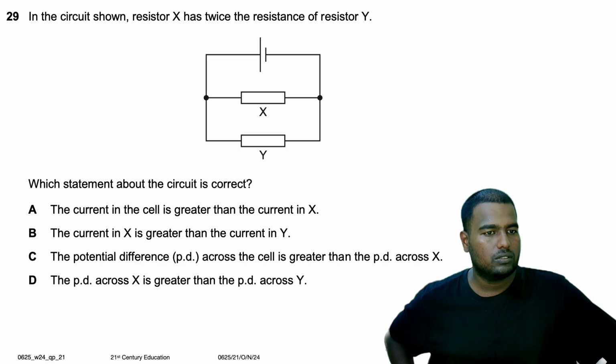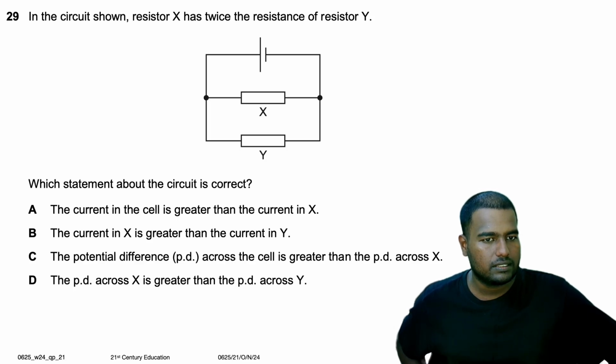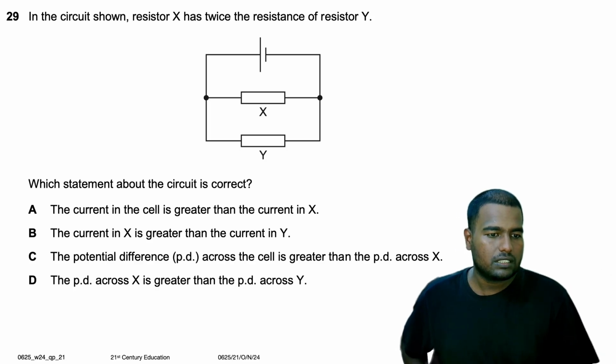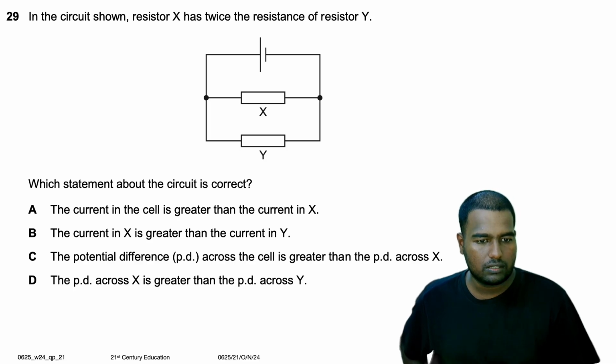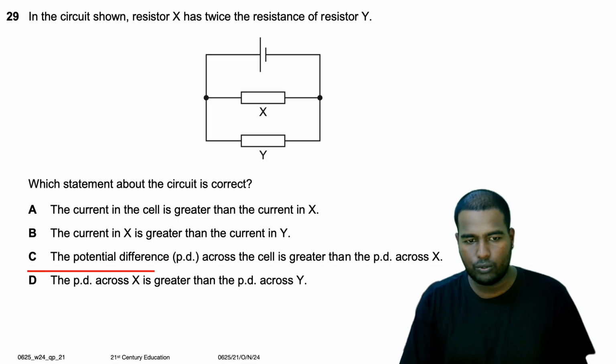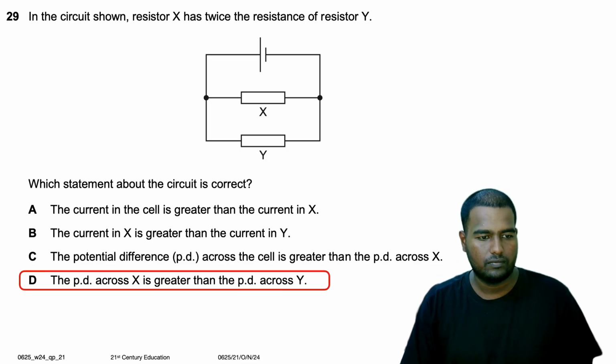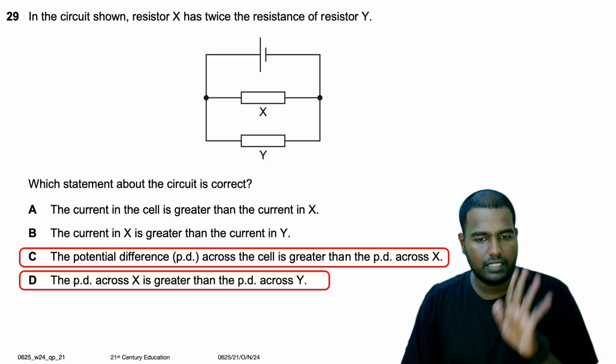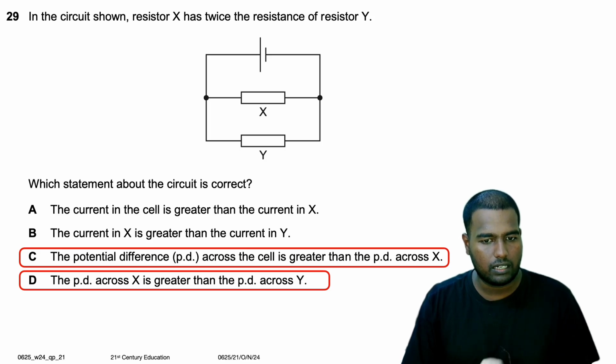In the circuit shown, resistor X has twice the resistance of resistor Y. Which statement about the circuit is correct? Okay, let's come from last. The potential difference across X is greater than potential difference across Y. It's wrong because they are connected in parallel, so X and Y will both have the same potential difference. So D is wrong. The potential difference across the cell is greater than the potential difference across X. Just now we discussed it's wrong. X, Y, and the cell have the same potential difference because they are in parallel.